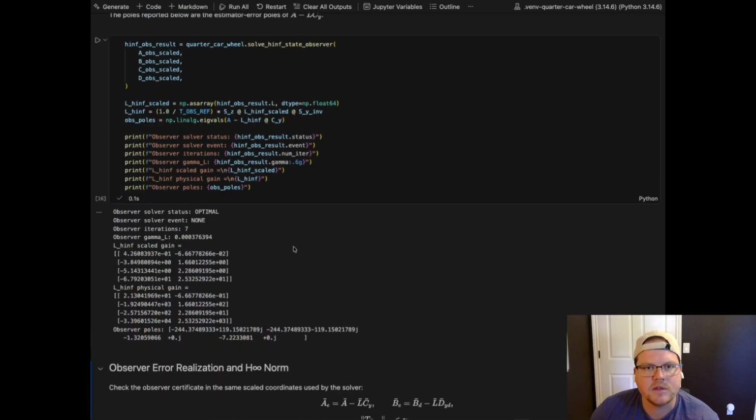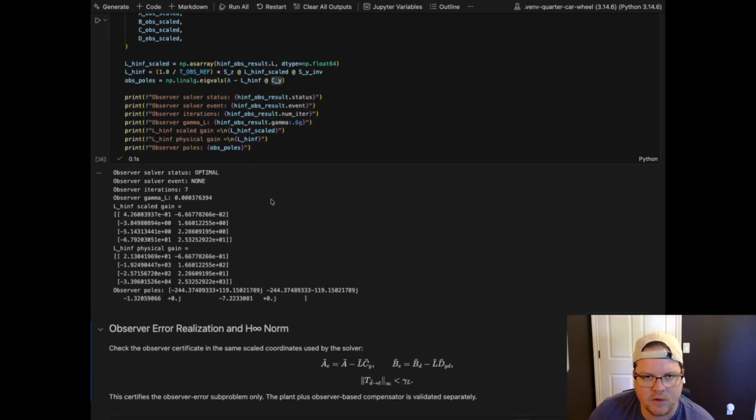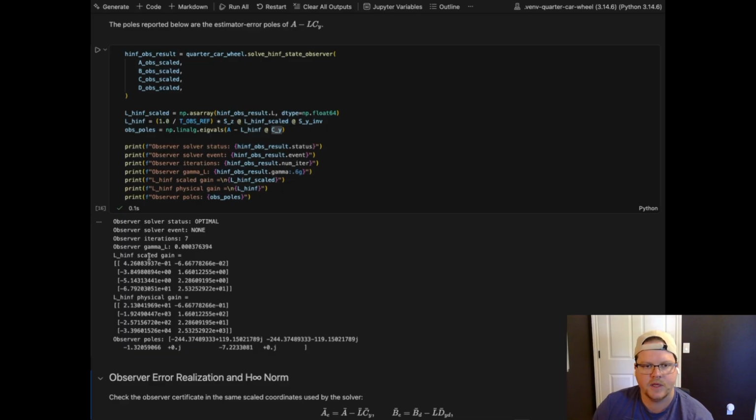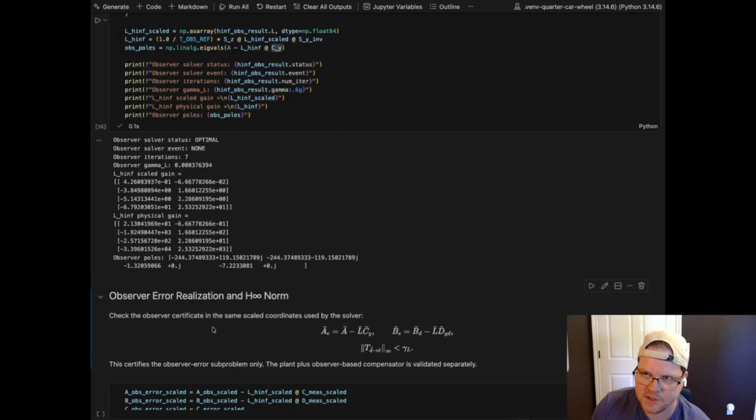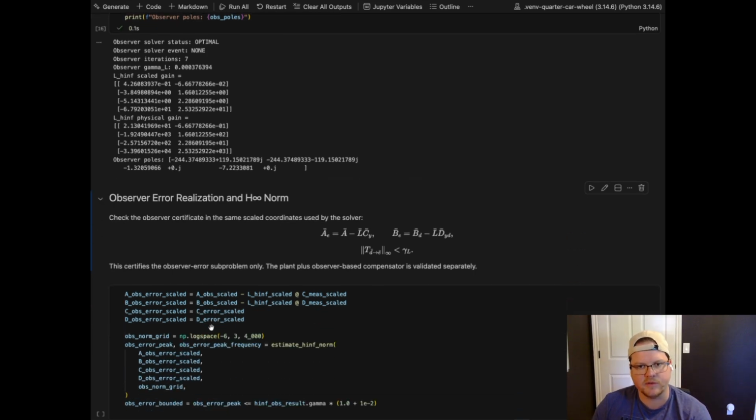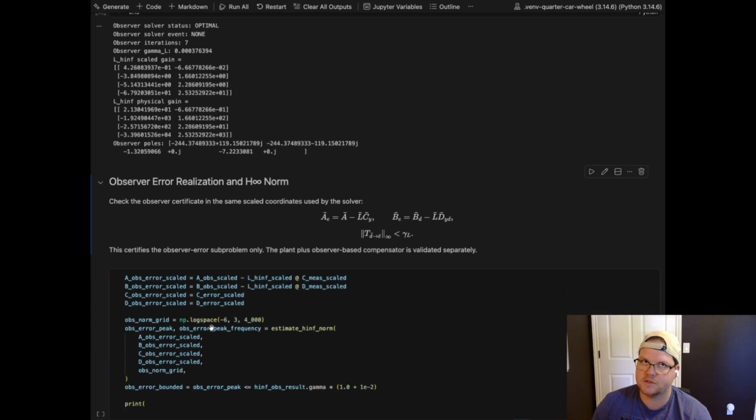And we're also solving, sorry, so we're solving with the scaled variables. We get really nice solver convergence and very fast iterate, like 7 iterations, which is really nice. So the LH infinity scale gain can be seen here. The physical gain is down below, which is much larger. The observer poles are on the left half plane. They have complex conjugate pairs. And then I'm going to plot that below, as well as the state feedback, because I didn't plot that above. And I'm going to plot the dynamic compensator with the plant as well.